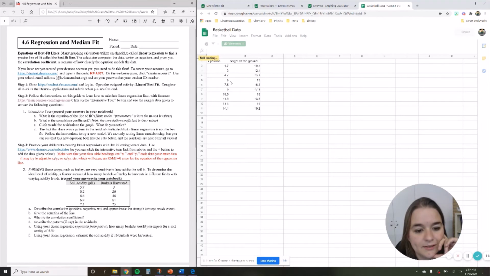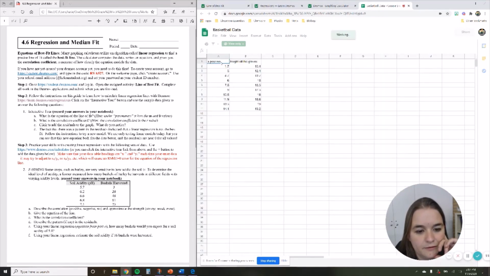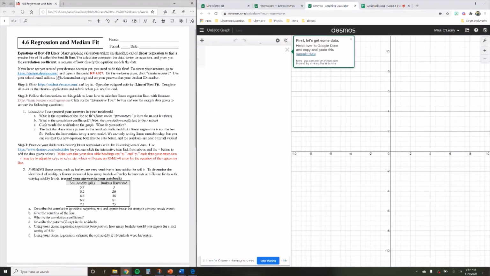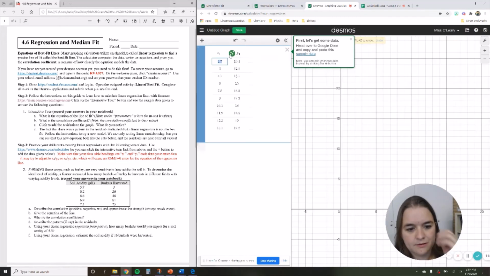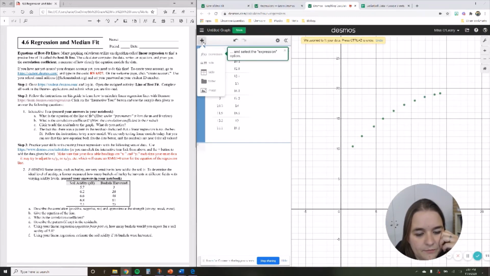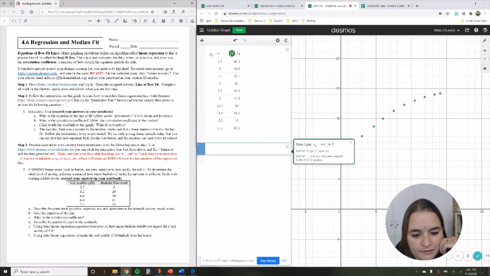And this sample data tells us about some basketball stuff. What I'm going to do is drag over all of it and Control-C to copy. And I'm going to paste it into the box here. It'll automatically generate a table for me. And I'm going to add a new item. This time I'm going to add an expression. I'm going to add in this line of best fit.